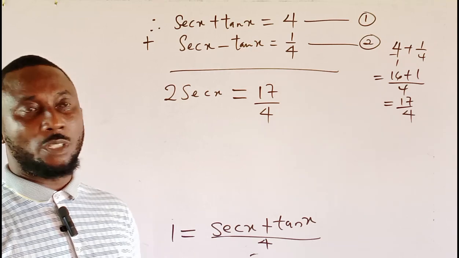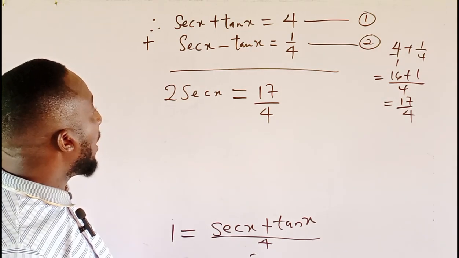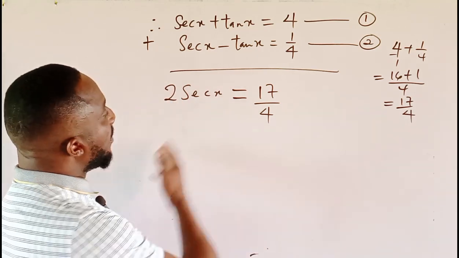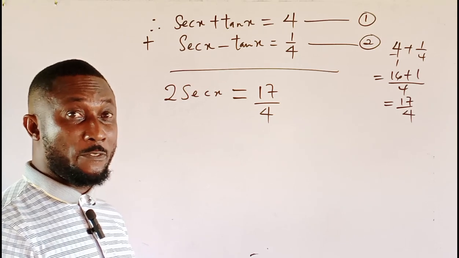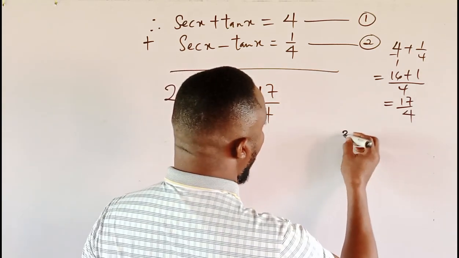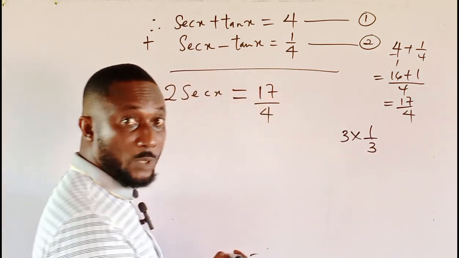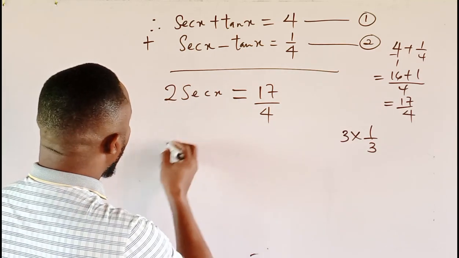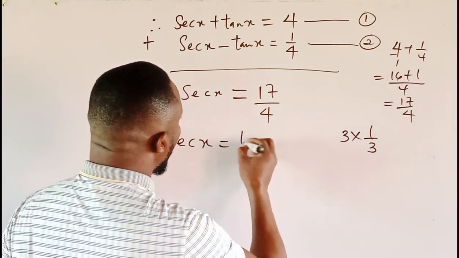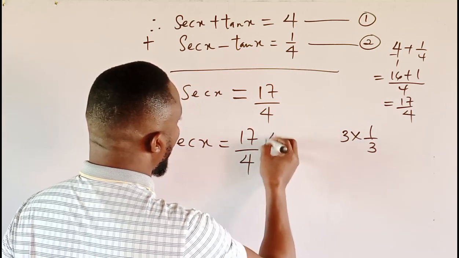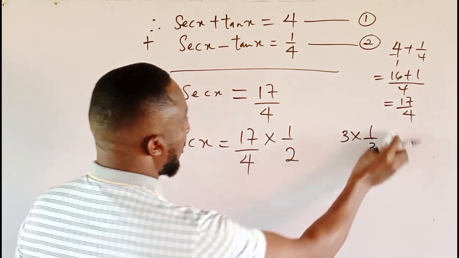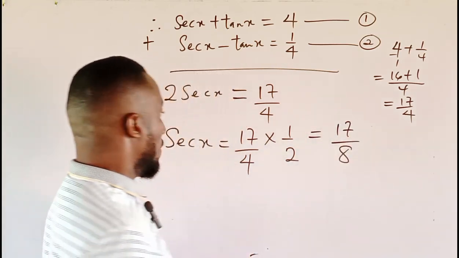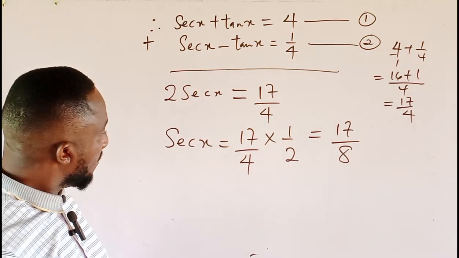The next thing we are going to do is to divide both sides by 2. So I can as well say let me multiply both sides by the multiplicative inverse of 2. If I multiply a number by its multiplicative inverse, I will get 1. So 2 multiplied by 1 upon 2 will give us 1. Then we now have secant x equal to 17 upon 4 multiplied by 1 upon 2. And this is going to give us 17 upon 8.